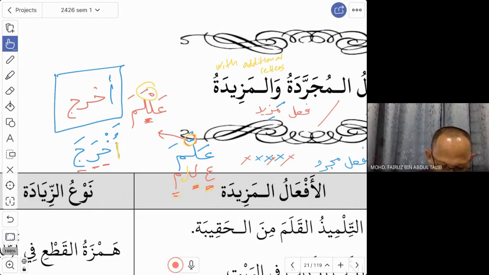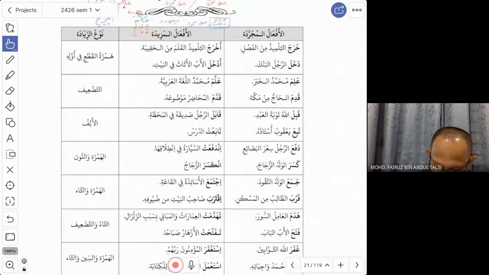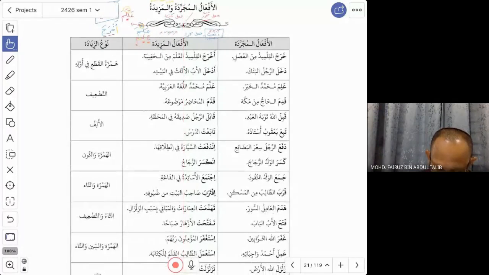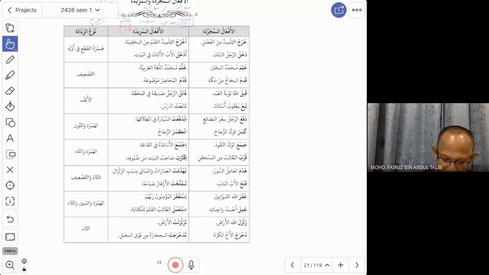Whatever you see here are the examples, and the meaning you can find in the video as well. I have given the meaning in the video. These are all the mujarrad, most of them 3-letter fi'il. And these are the mazid. You see they have the root word kharaja, but with an additional letter. Dakhala, adkhala, now a different fi'il, but the root word is still dal, kha, and lam, until the end. So that is the first thing to differentiate between mujarrad and mazid.